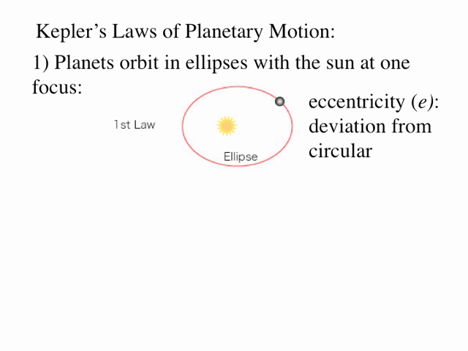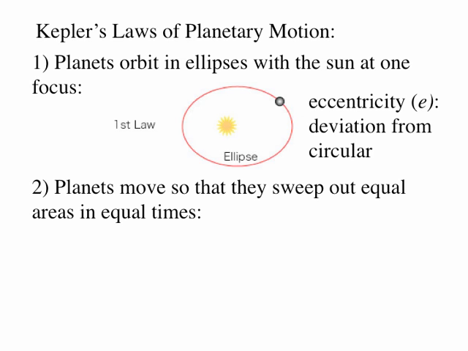Eccentricity, we should point out at this stage, is a value that refers to how oval-shaped the elliptical orbit is. So in other words, it is the deviation of the orbit, the ellipse, from being a pure circle. And we will discuss more on eccentricity later.